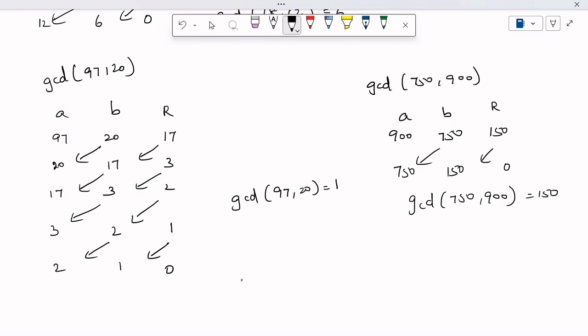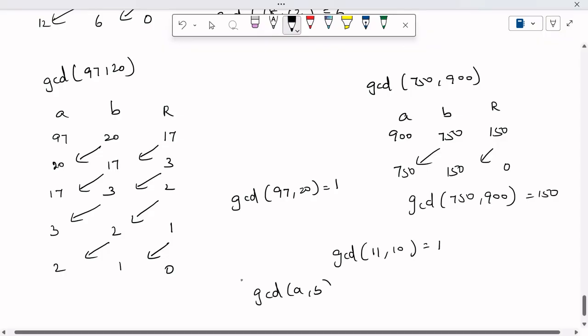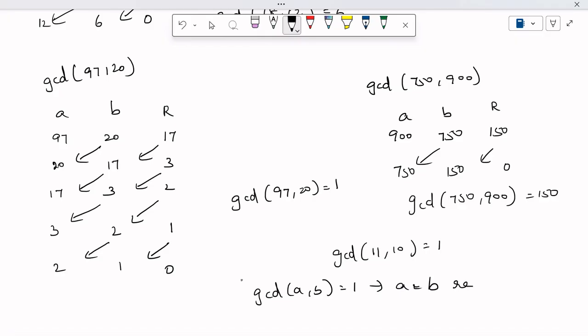So what is GCD of 11 and 10? Please do try it out. So GCD of 11 and 10 is equivalent to 1. Here we have to discuss one more property. If GCD of A and B is equivalent to 1, then A and B are called relatively prime. It is not that they are prime, they are relatively prime.